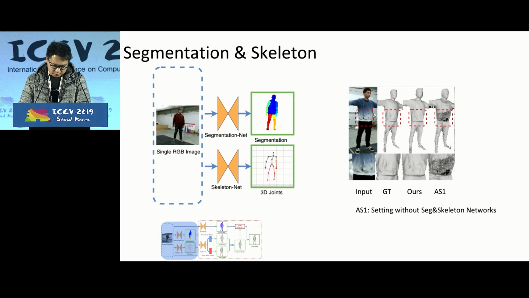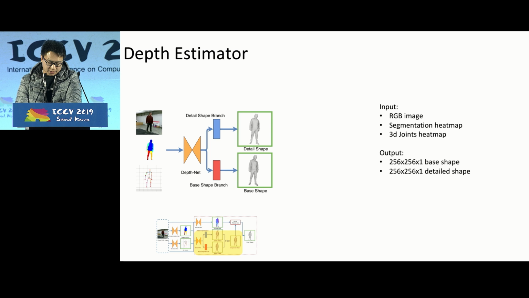After we get the 3D joints and segmentations, we concatenate them with our original RGB image and pass them to the autoencoder. After the decoder, we split the output into two branches. They are used to estimate the rough shape and the surface detail of a human body.